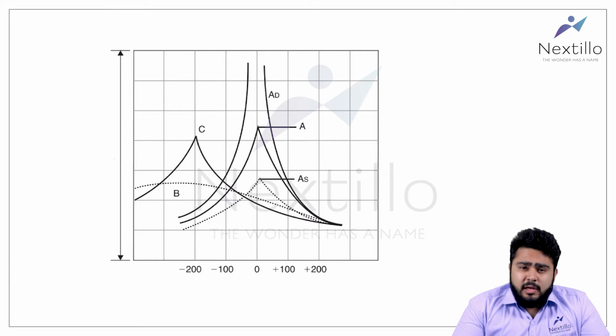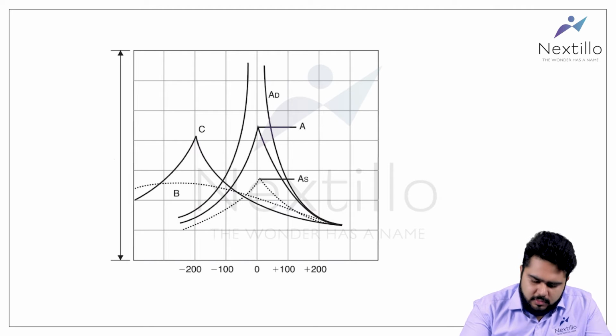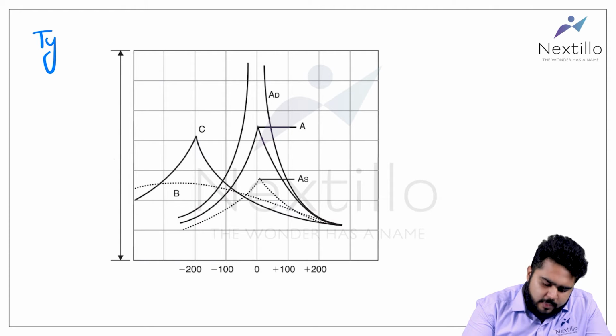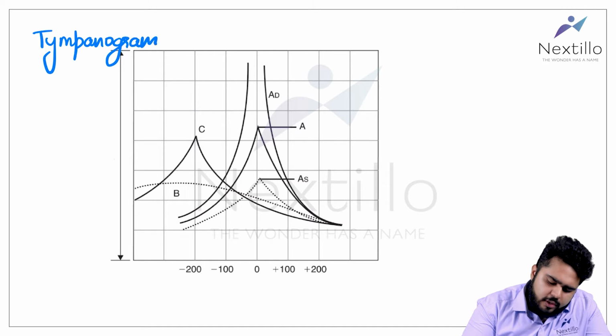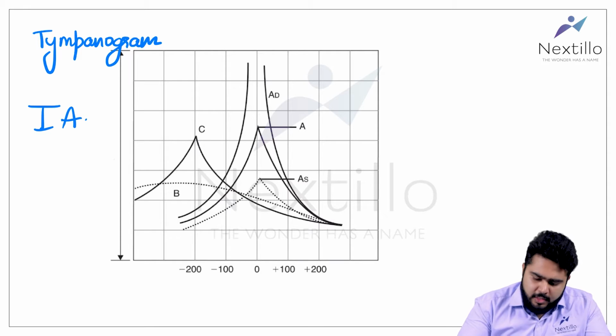Now these graphs are very common and can come in any exam. So let's first talk about this. These are tympanograms. What is this? This is a tympanogram, a tympanogram of impedance audiometry. When we do impedance audiometry, this is what we get, the tympanogram.